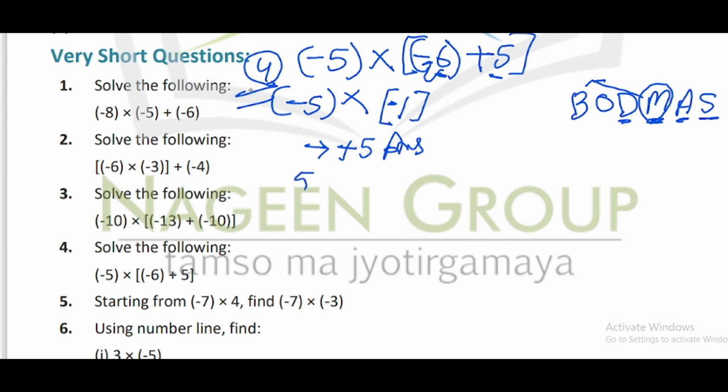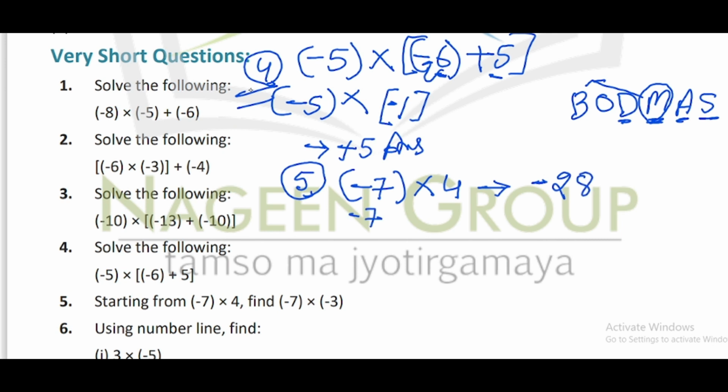Let's see question number 5. What is given? Starting from minus 7 into 4, then find minus 7 into minus 3. Let's see. First we solve minus 7 into plus 4. Both have different signs. First we multiply the symbols, minus into plus, that is minus. Then 7 into 4 is 28.